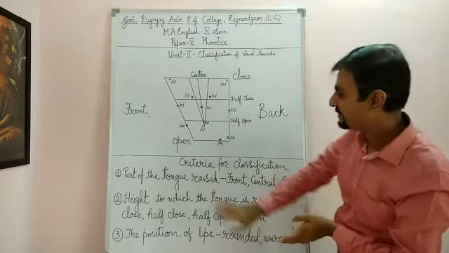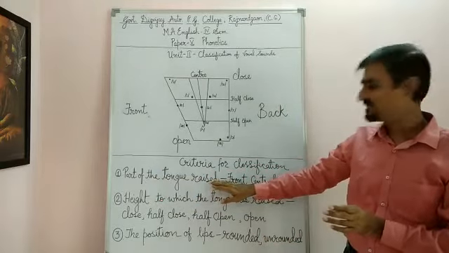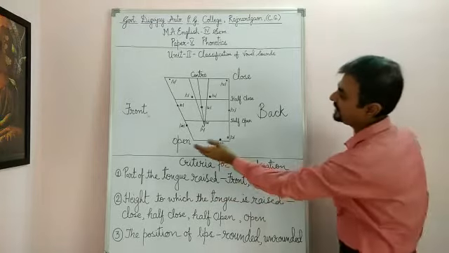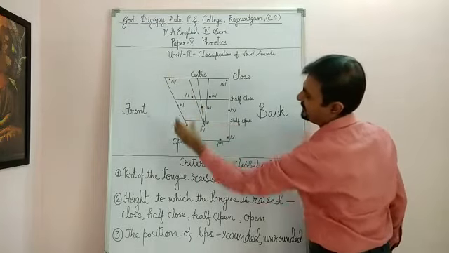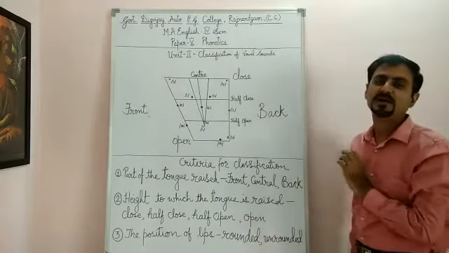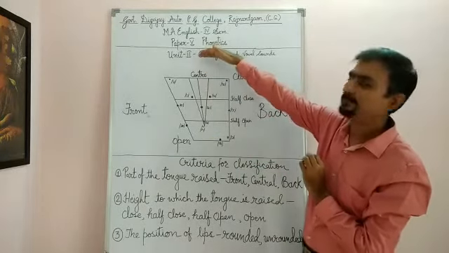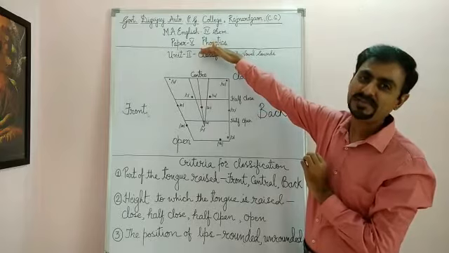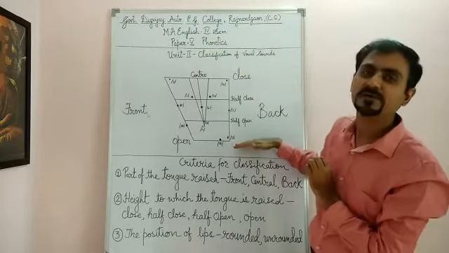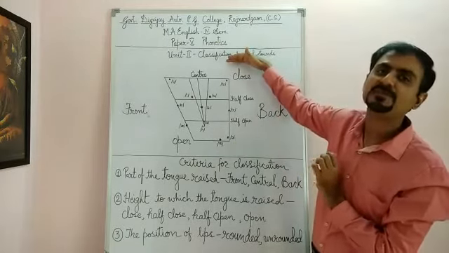Now, the first category is the part of the tongue raised. In that way, we have three categories: front, central, and back. If the front of the tongue is raised, the passive articulator will be the hard palate. If the center of the tongue is raised, the passive articulator will be the place between the hard palate and the soft palate. And when the back of the tongue is raised to produce a vowel sound, the passive articulator will be the soft palate.